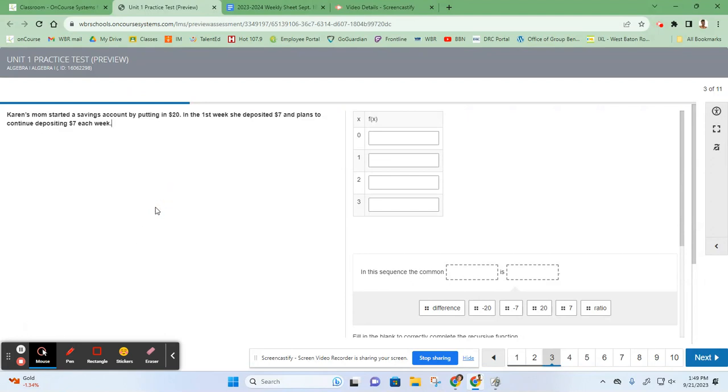All right, so next, problem number 3. Karen's mom started a savings account by putting $20 in it. So at the beginning, there's $20. In the first week, she deposits 7 and plans to continue adding 7 each week. So this will be 27, 34, 34 plus 7, 41.